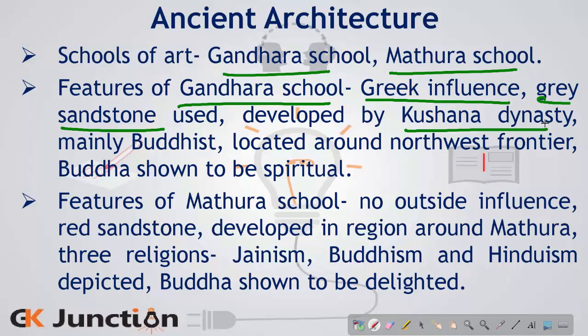Apart from this, the Gandhara school of architecture was mainly based upon the themes of Buddhism and was located around the northwest frontier parts of the country of that time. In this school, since it was mainly related to the themes of Buddhism, Buddha was shown in the spiritual form in the Gandhara school.